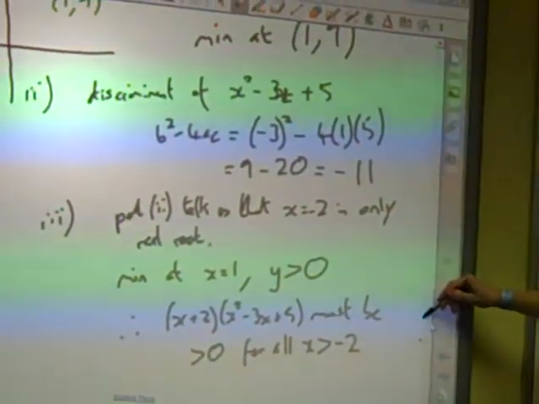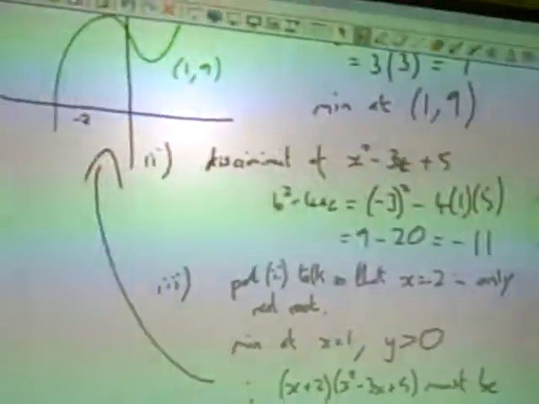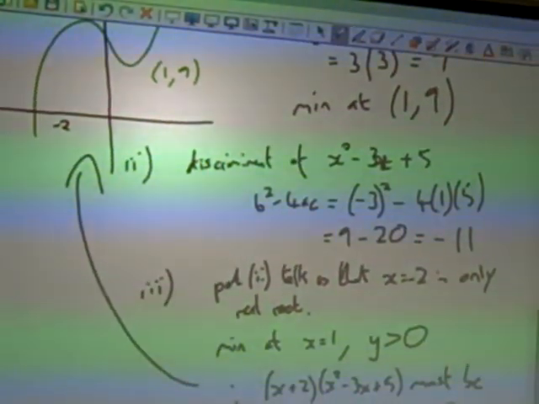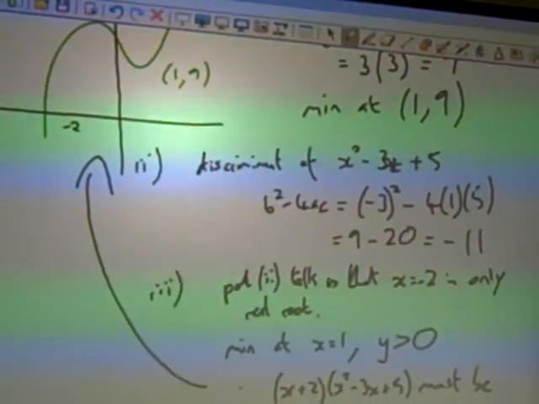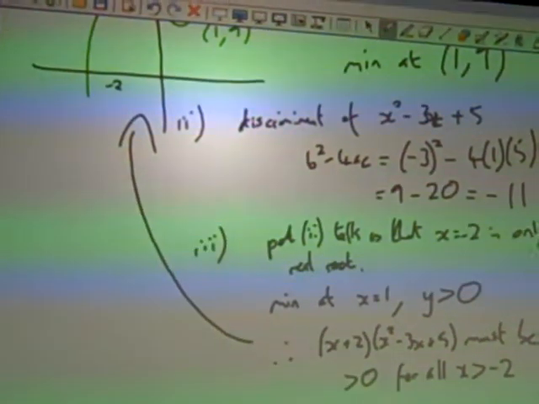If I were doing this, I would definitely put the graph that's there in my answer as well, just a little sketch of what's going on. That was a 12-mark question we've just done.